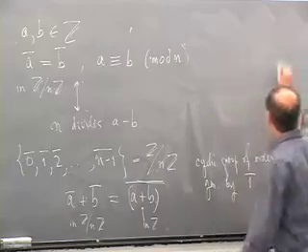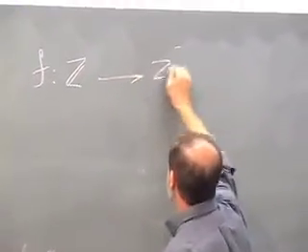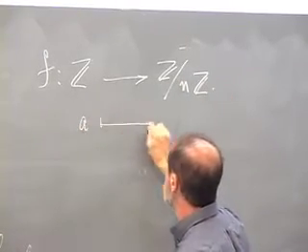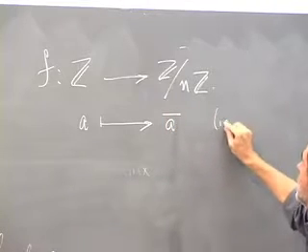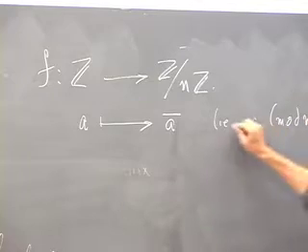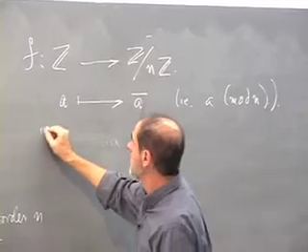Moreover, we have a natural group homomorphism, f, from Z to Z mod nz, which takes the class of A to the class of A bar, i.e. A mod n, the remainder of A after division by n. And this is a group homomorphism.